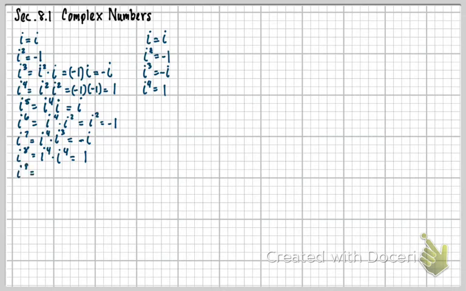Hopefully you're not getting bored of this already. Hopefully not, because this is a really cool idea. All right, so this is really i to the eighth times i, because i to the eighth is 1, isn't it? Because it's a multiple of 4 in terms of powers. So that's i to the eighth times i, so that's going to be i.